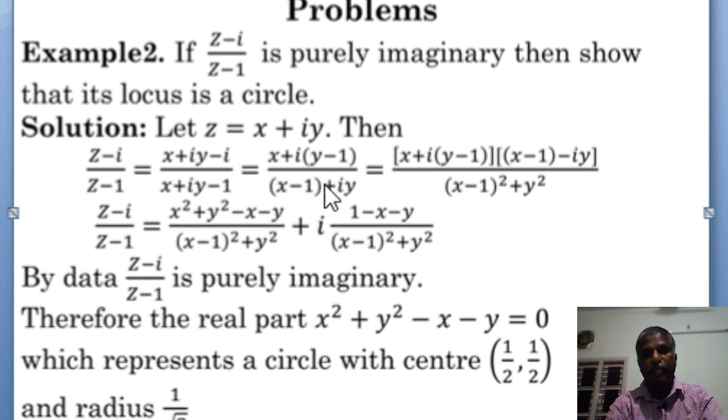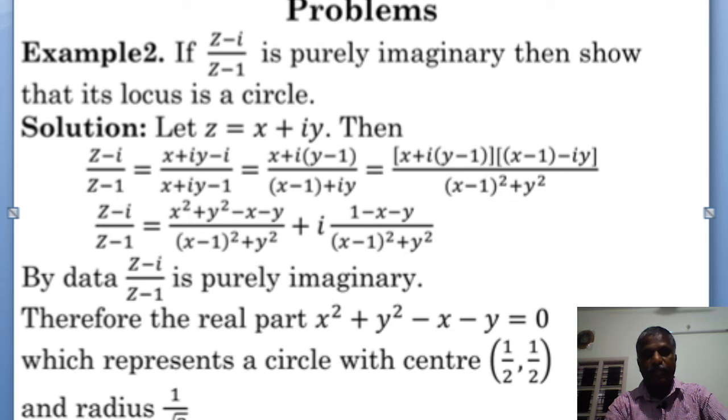So here we have complex numbers, rationalizing the denominator by multiplying by its conjugate. So the conjugate is x minus 1 minus iy. So multiplying both numerator and denominator. In the denominator we get x minus 1 plus iy into x minus 1 minus iy. That is a plus b, a minus b, x minus 1 whole square plus y square. So in the numerator, on multiplication we get x plus i into y minus 1 into x minus 1 minus iy.